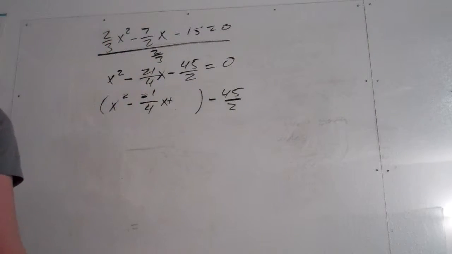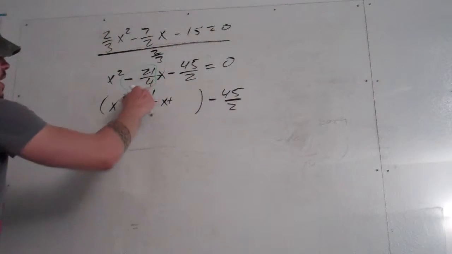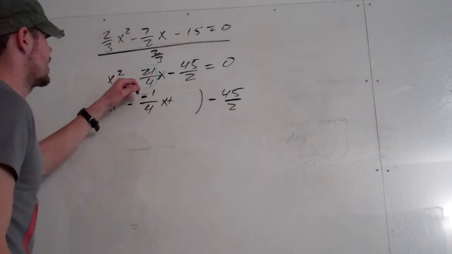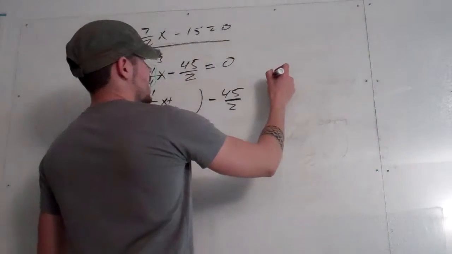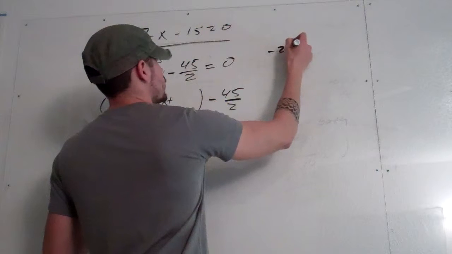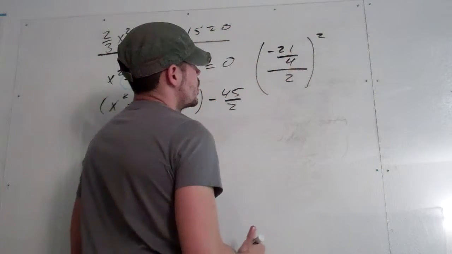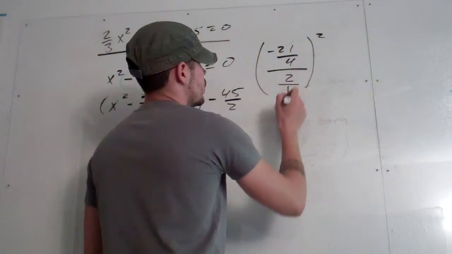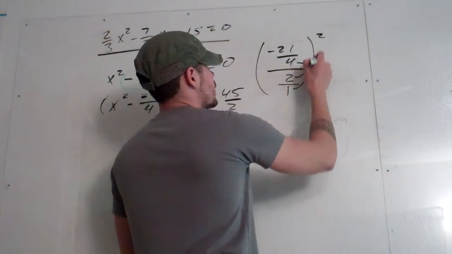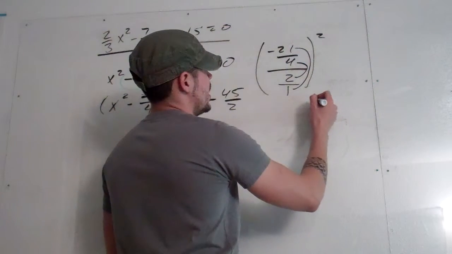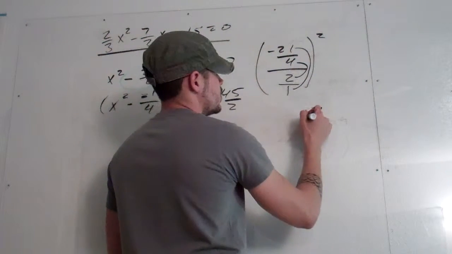When we take our b term, which is this entire thing right here with the negative sign, so don't include the x, but include the negative sign, because this is like saying negative 1 times 21 over 4, so that's the entire term. Okay, so I'm going to take that and say negative 21 over 4 divided by 2, squared. Well, it's the same thing as saying negative 21 over 4 divided by 2 over 1. So I'm going to multiply these two, and what do I have? Well, I have 1 times negative 21, which is negative 21, 2 times 4, which is 8.